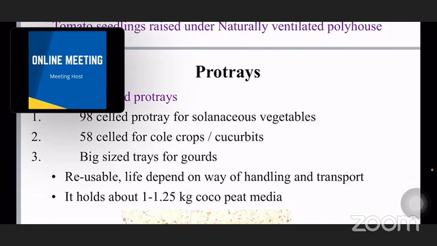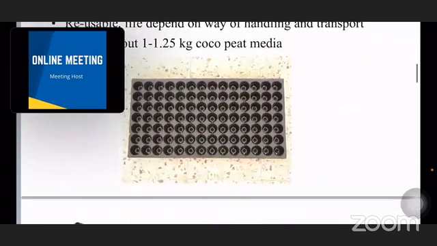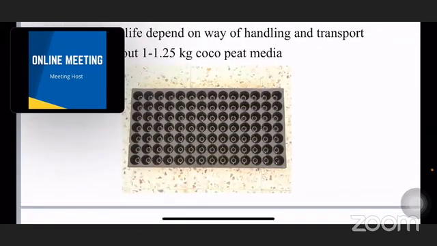These protrays can be reused. It mainly depends on how we handle the protrays, and during transportation and all, we have to transport them very carefully. Usually these protrays can hold about 1 to 1.2 kg of cocopeat media. These are the protrays.